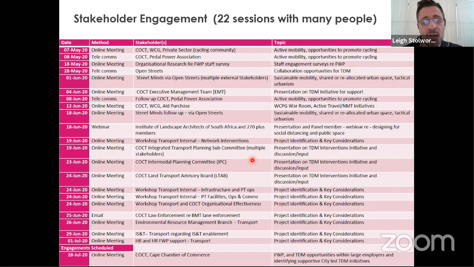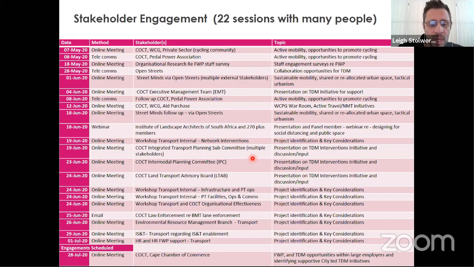We've had 22 online sessions with multiple people in each one, and we've engaged with people like the Pedal Power Association. We've used the Open Streets, our relationship with them and their platform of the street minds, to be able to engage with multiple stakeholders to identify hyper-local opportunities to try and leverage the benefits of this lockdown in terms of travel demand management, as well as working with our colleagues in the province and through the Premier's office. There's a big drive there as well to try and do this.